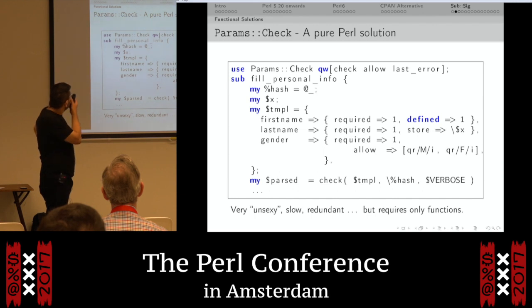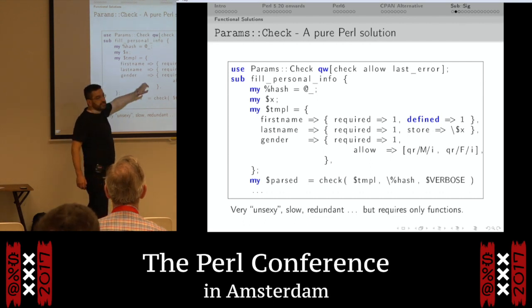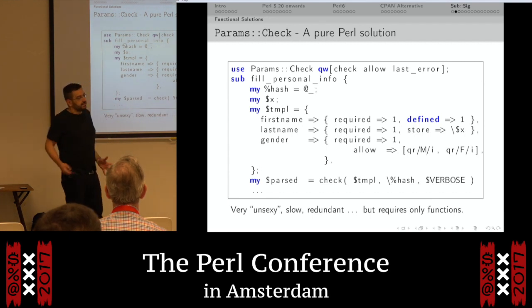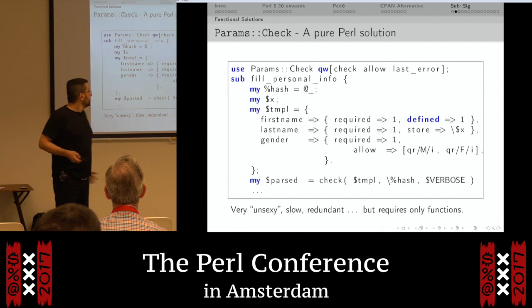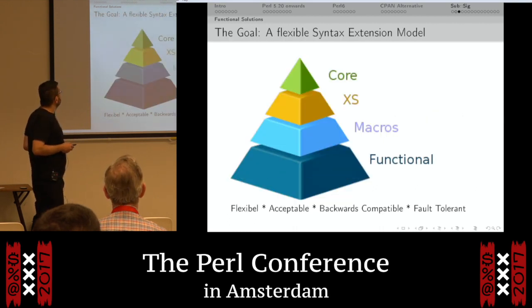So this one, params check, is pure Perl, but unsexy, slow, redundant. You have to pass a template with a hash of hashes of what you need. Then you have to pass the arguments, and then it will check it for you. So it's a pure Perl solution, which I like, but it's quite slow. And I try to do this better.